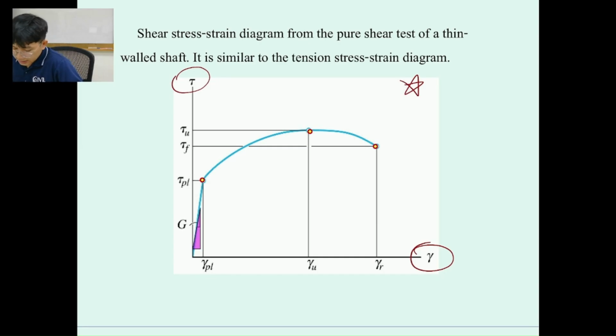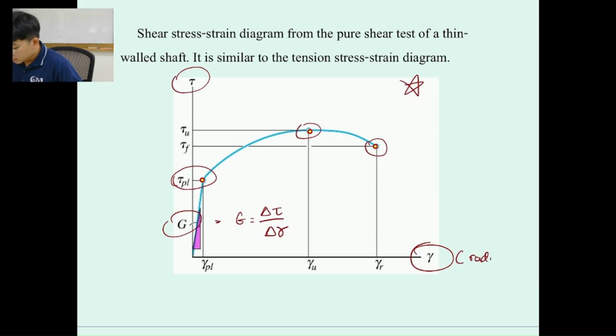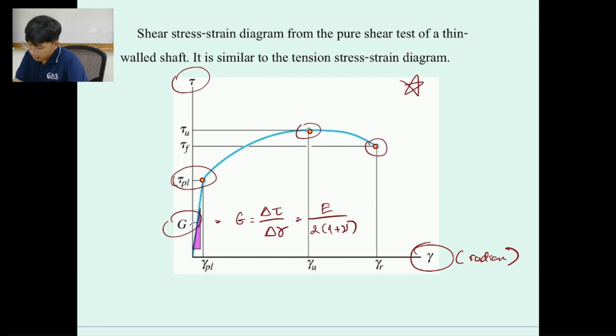Similarly to the stress strain curve, we need to find the proportional point, ultimate point, and the fracture point over here. And not only that, we need to find the shear modulus. The shear modulus is basically delta tau over delta gamma, and the unit of the strain over here is going to be radian. Okay, just get it. And then it's going to be E of the material over 2 times (1 plus the Poisson's ratio), I think, and this one is going to be in GPa. Okay, this is the unit.